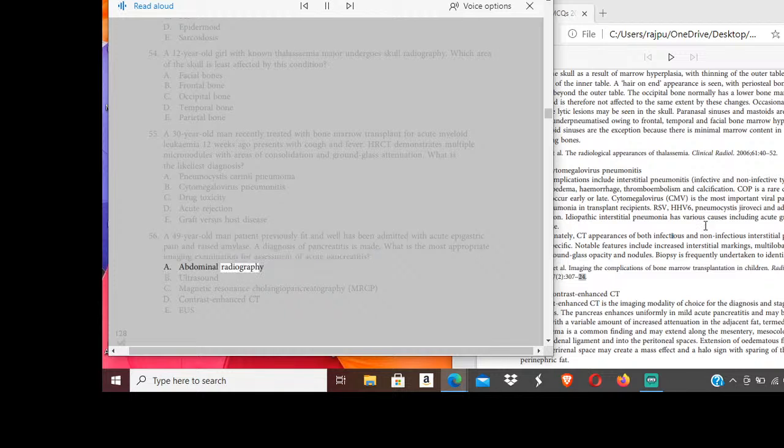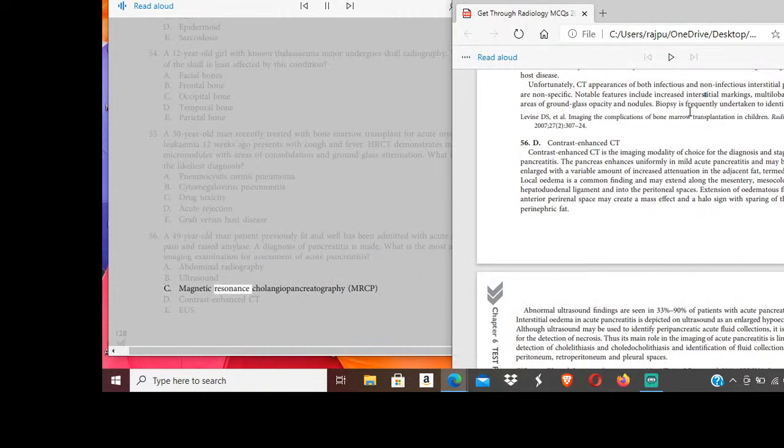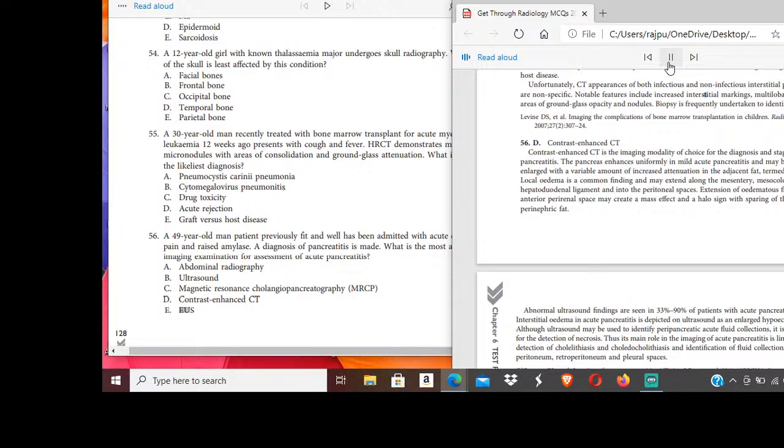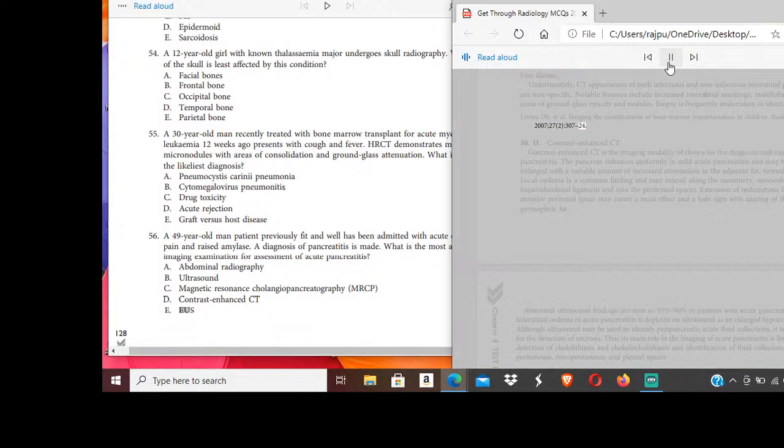A. Abdominal radiography. B. Ultrasound. C. Magnetic resonance cholangiopancreatography, MRCP. D. Contrast-enhanced CT. E. EUS. 56. D. Contrast-enhanced CT. Contrast-enhanced CT is the imaging modality of choice for the diagnosis and staging of acute pancreatitis.